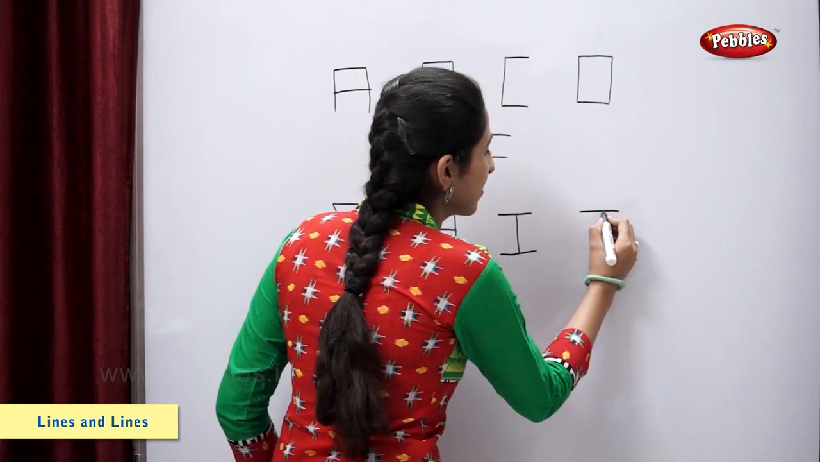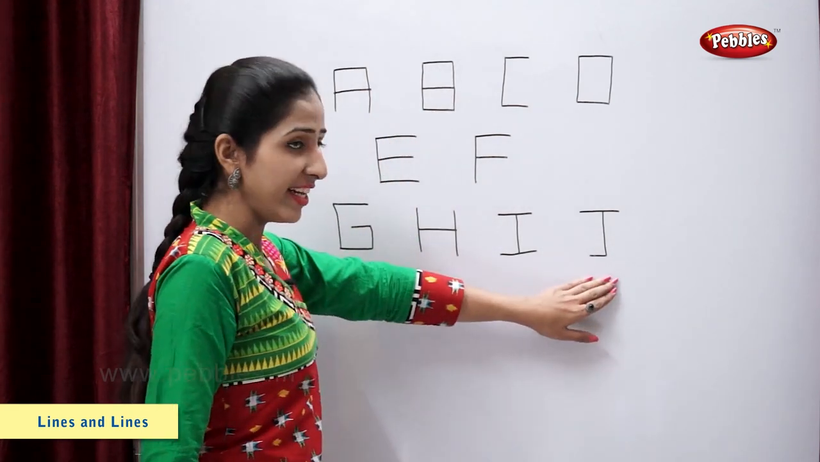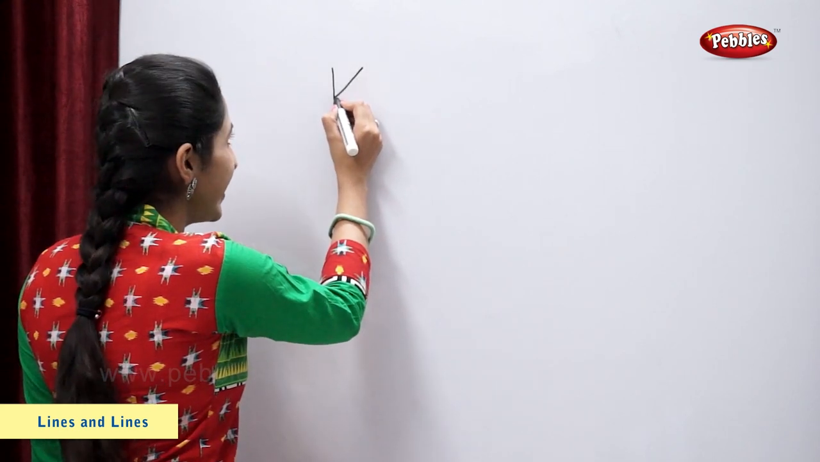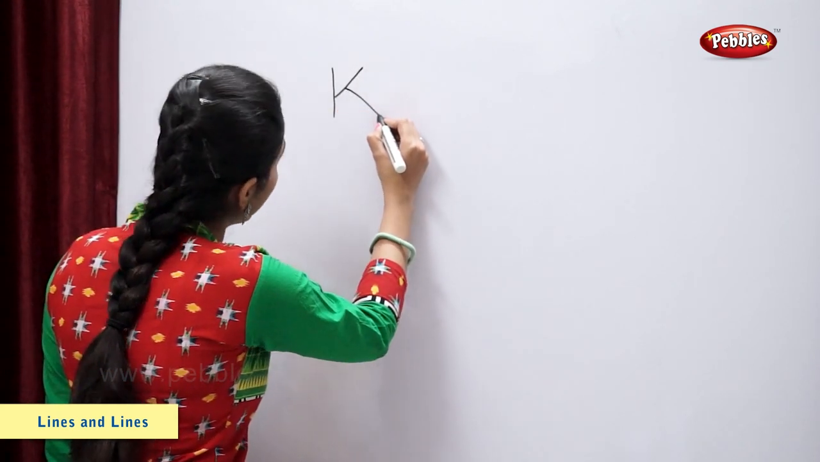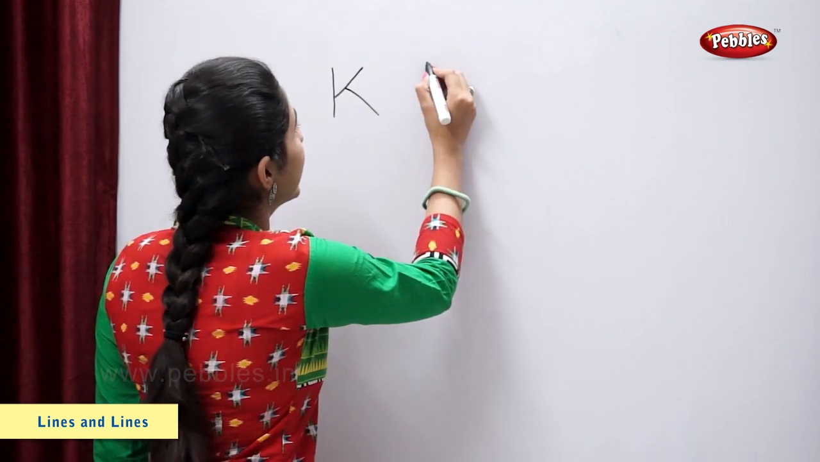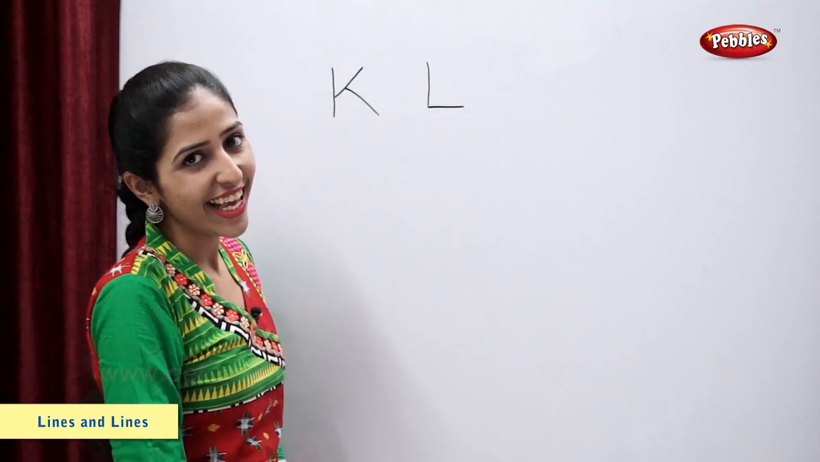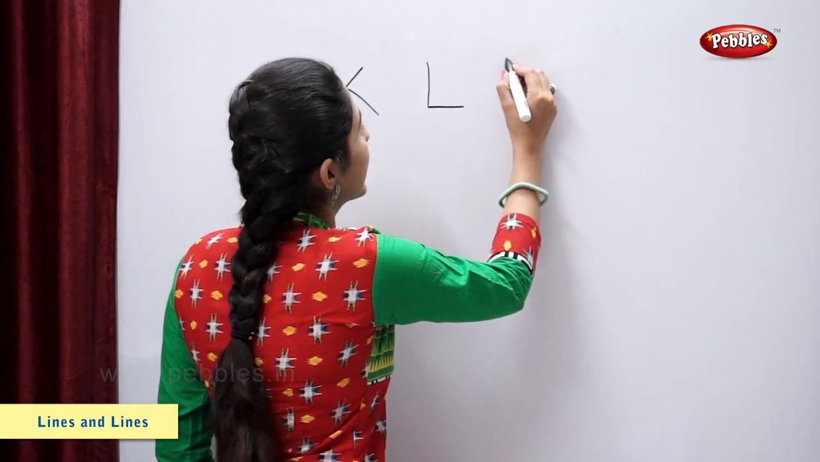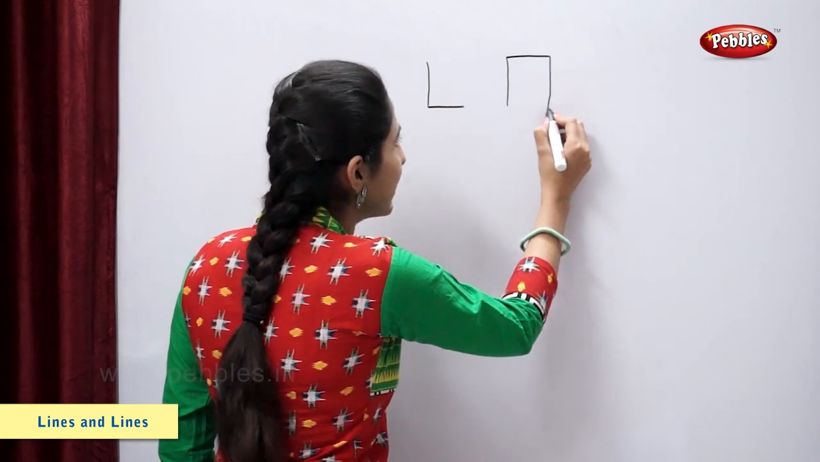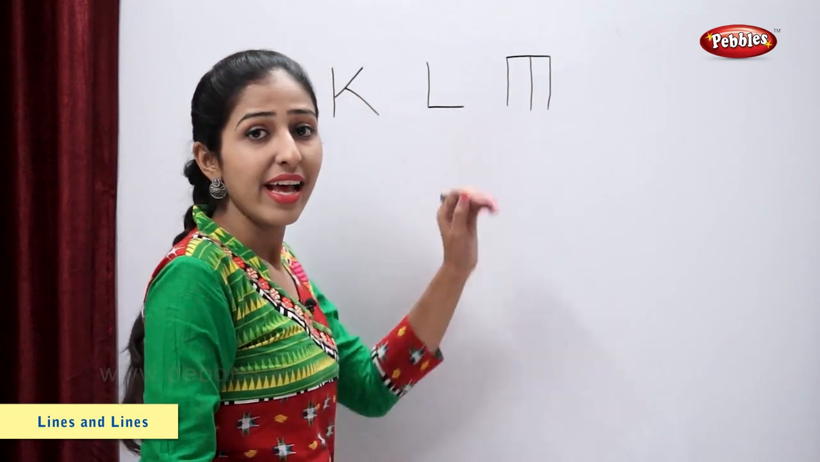Sleeping line. Standing line. Sleeping line. Letter J. Standing line. A slanting line. A slanting line. Letter K. Standing line. And sleeping line. Letter L. Standing line. Sleeping line. Standing line. One more standing line. Letter M.